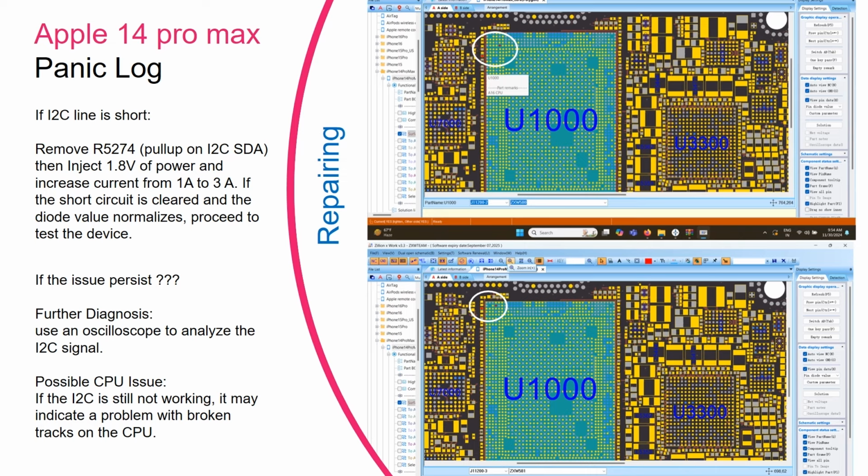Use an oscilloscope to analyze the I2C signal. A possible reason could be the CPU. If the I2C is still not working, it may indicate a problem with a broken track on the CPU.